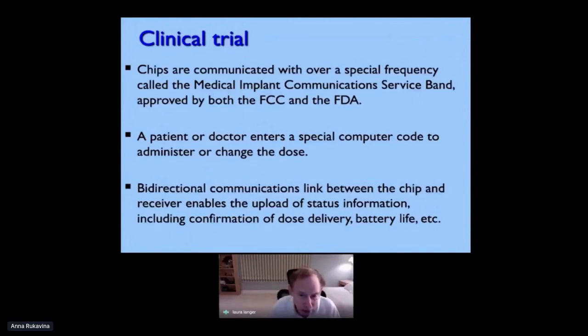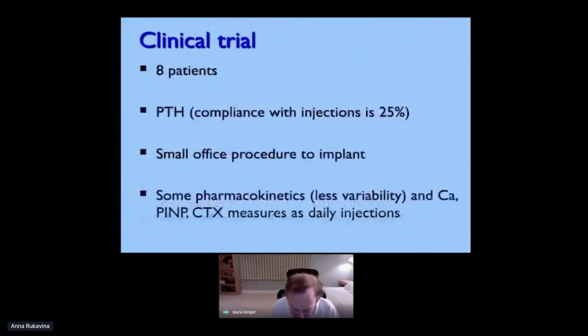Did you deliver the drug? How long will the battery last? And so forth. Well, in the first clinical trial, what we did, next slide, is we did 8 patients, and we wanted to pick a disease that we felt maybe someday could make an impact. And the disease we picked was osteoporosis.